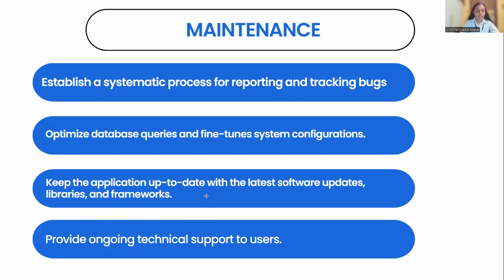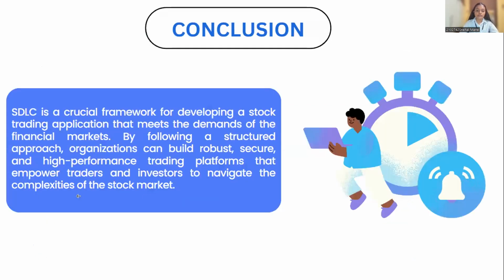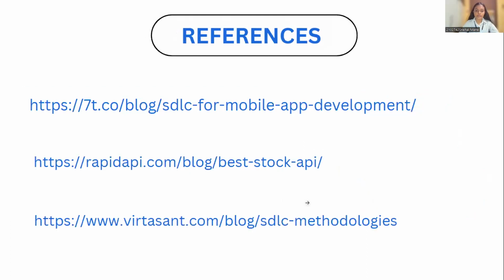So this is how Manish will help Rahul, and this is how the SDLC model will help Rahul to build a stock trading application that meets the demand of the financial market. By following a structured approach, an organization can build a robust, secure, and high-performance trading platform that empowers traders and investors to navigate the complexity of the stock market. So Rahul is very happy with his stock trading application, and he gives thanks to Manish. So this is how our story ends, and my presentation.